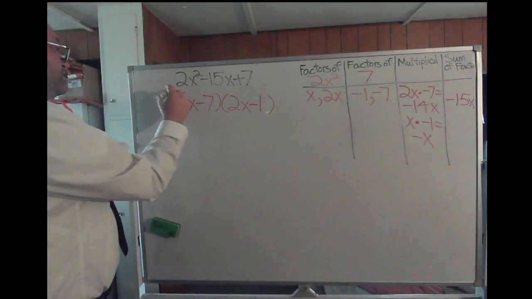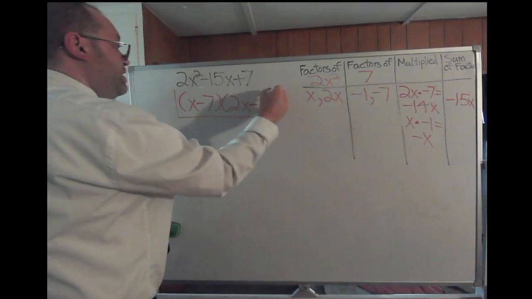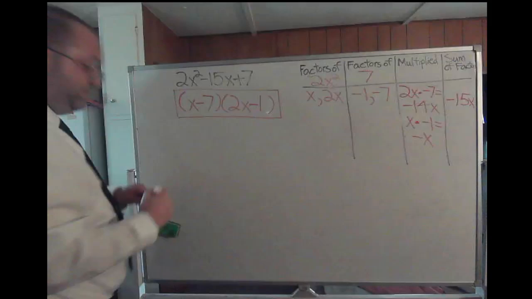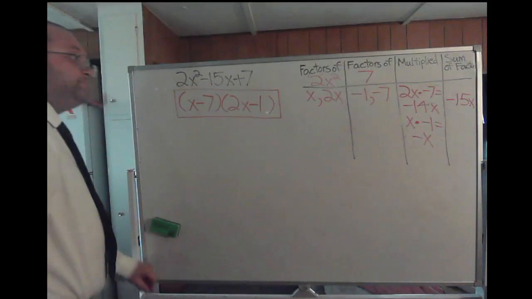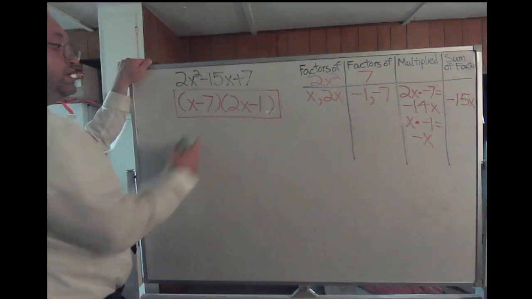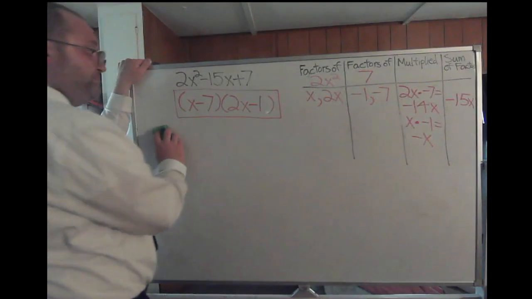If you take -x minus 14x, you get -15x for your middle term. So your factors of this are going to be the quantity of x minus 7 times the quantity of 2x minus 1. That's exactly what you would get. X minus 7 times the quantity of 2x minus 1.